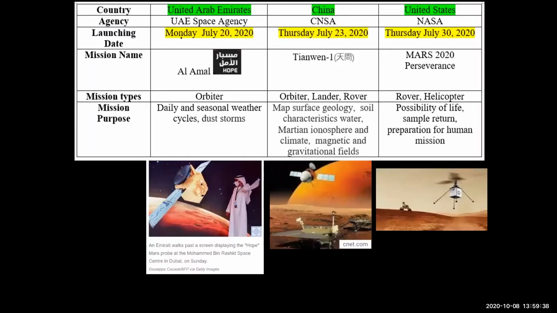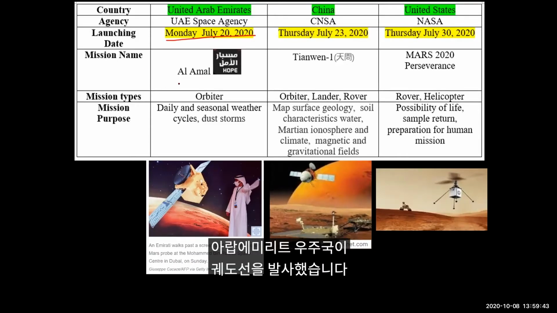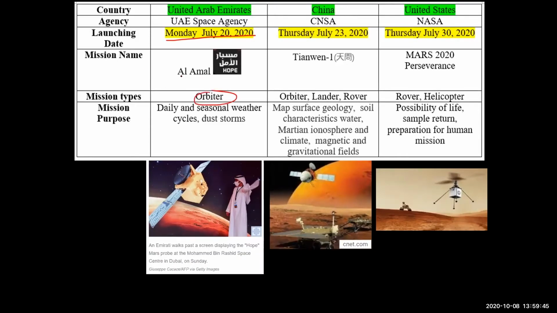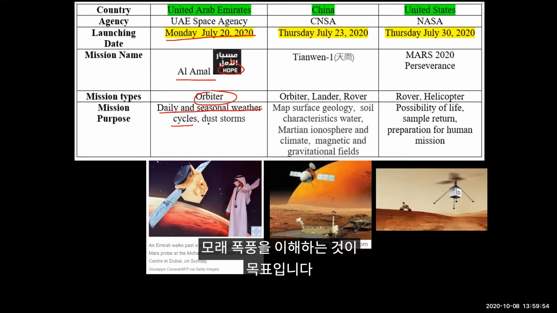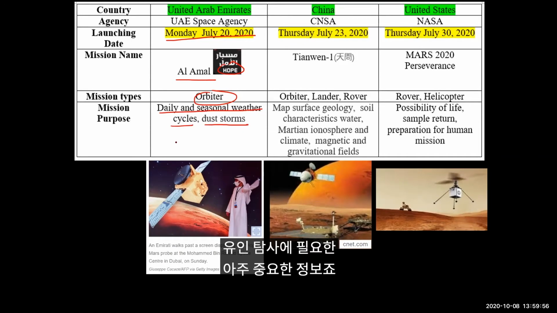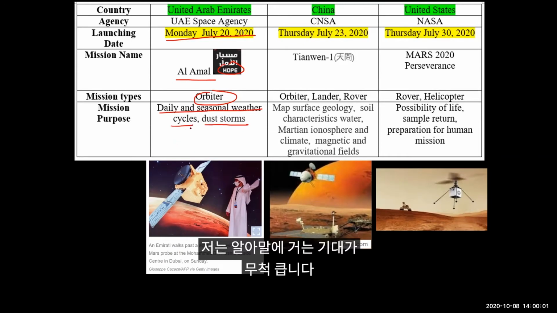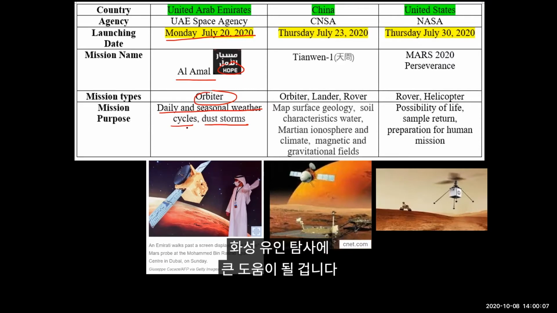So this July, the UAE Space Agency launched an orbiter named Al-Amal, which means hope, to understand the daily and seasonal weather cycle on Mars and to understand dust storms. This is important for our human expeditions in the future. We need to know this information. So I'm sure what Amal will find out will be very helpful for future human missions to Mars.